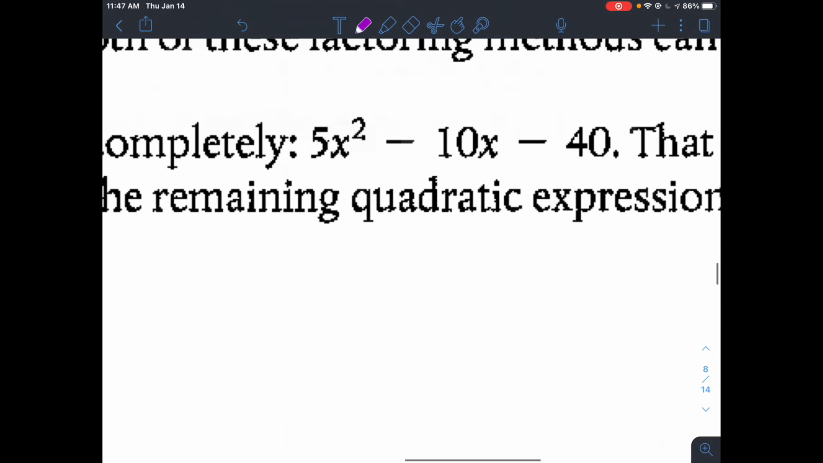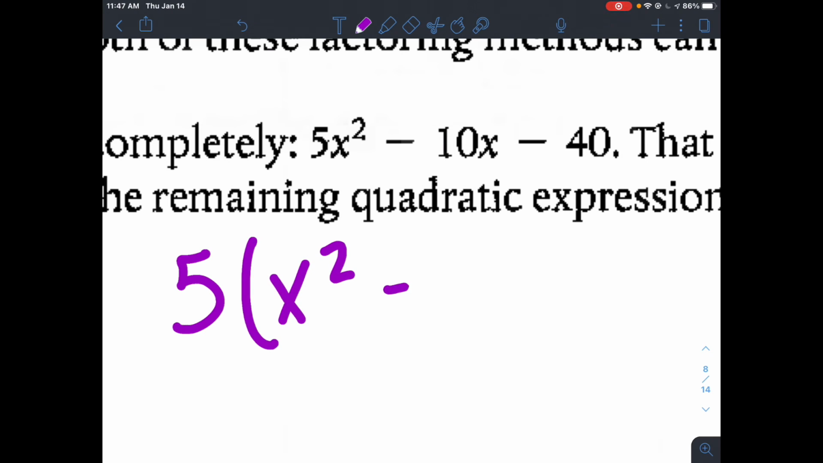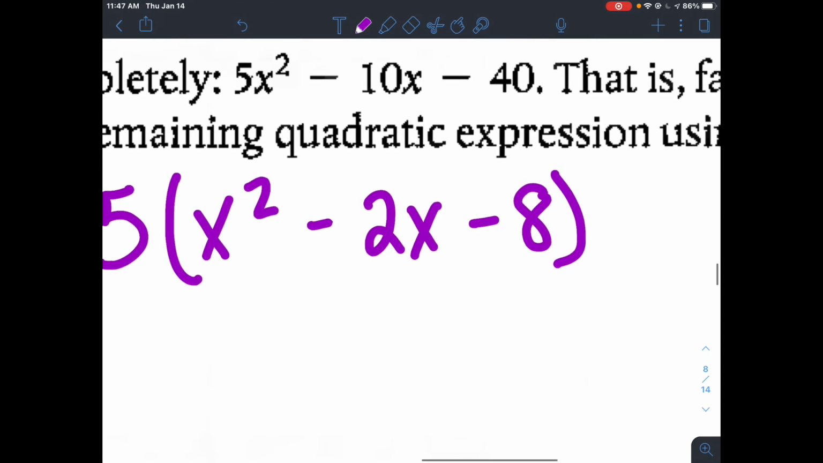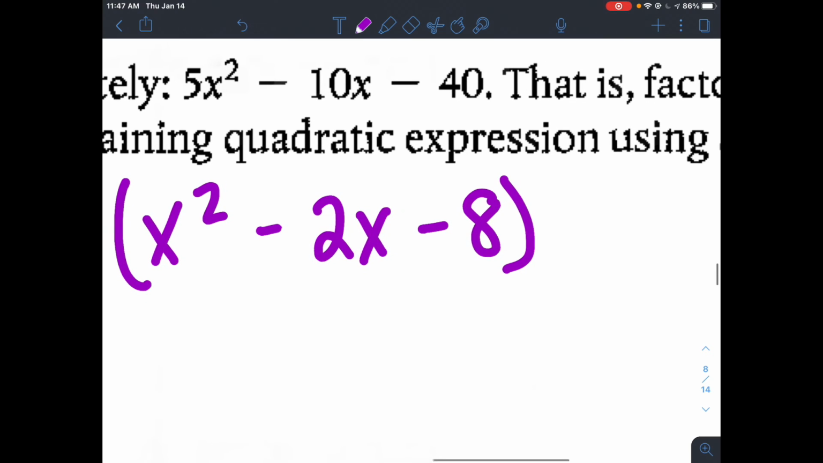So 5, 10, 40, I can definitely factor out a 5 in order to make my factoring just a little bit easier. So we'll factor out the GCF of 5. I'm left with x squared minus 2x minus 8. Now I can kind of ignore that 5 in the front. We'll bring it back in the end. But right now I'm just looking at this right here as I'm factoring.